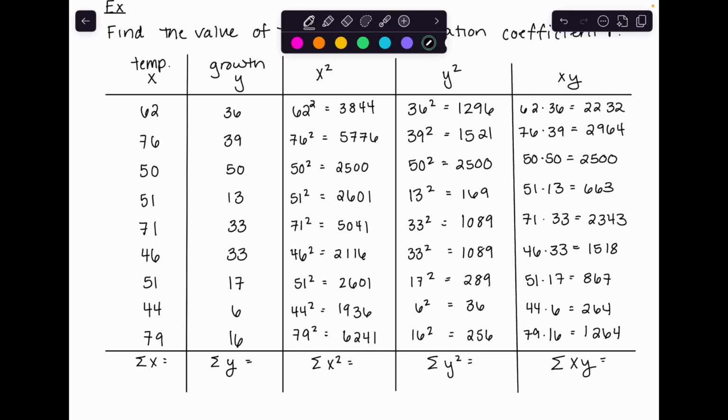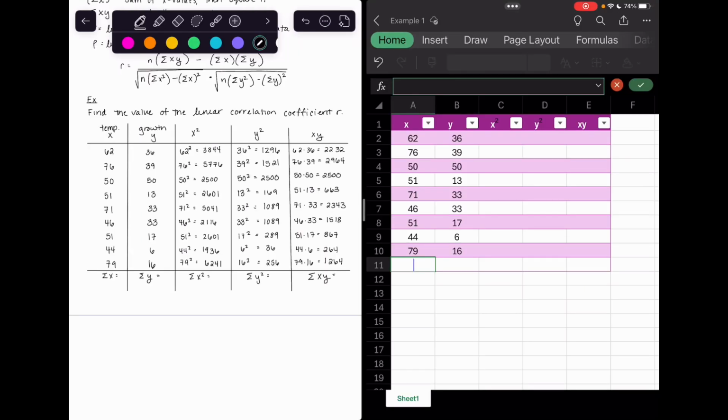So again, you can use the calculator to do this by hand. What I'm gonna do is actually show you how to do this in Excel too, so you can do it on your own through Excel, but then also Excel has a function that will calculate the linear correlation coefficient for you. So I preemptively have my table over here in Excel.